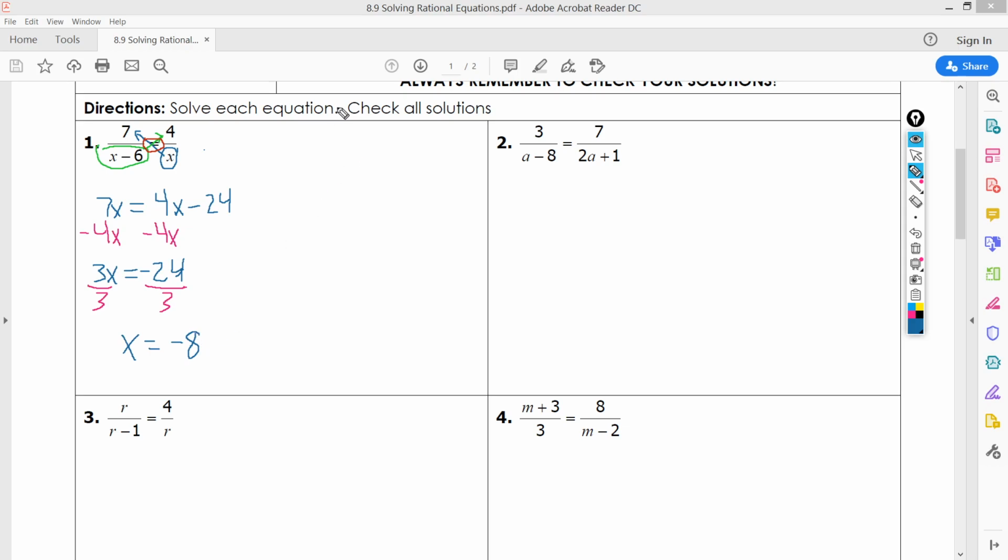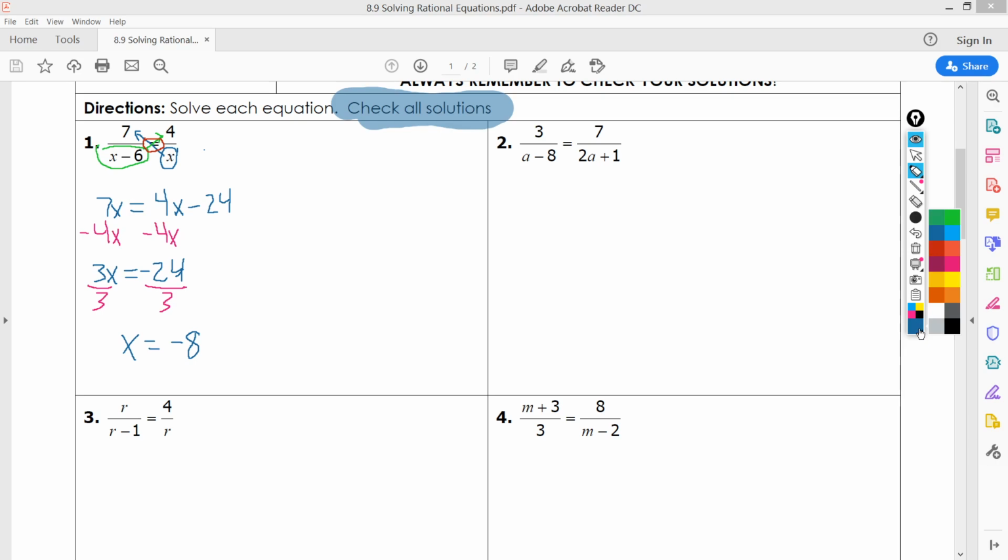Now, notice up here it says check all solutions. Okay? You actually have to do this because if you recall from some of our previous work with rational expressions and solving equations containing rationals, we sometimes had something called extraneous solutions, which were solutions we got that didn't actually work out. Well, guess what? They're back. So you have to check.